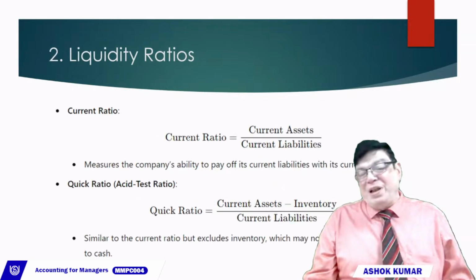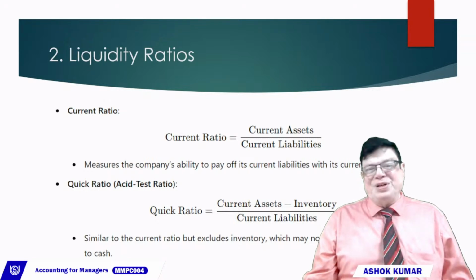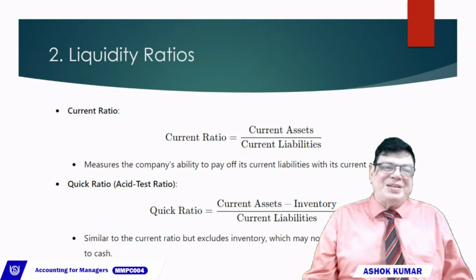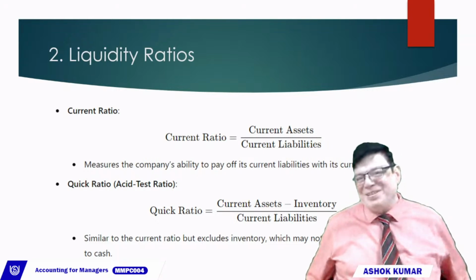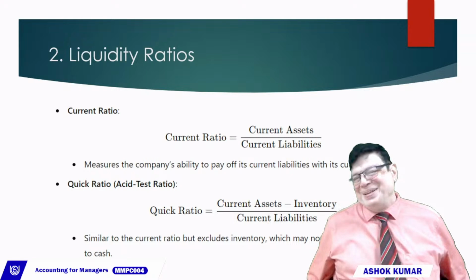Then current ratio, a very important ratio. Current ratio is equal to current assets divided by current liabilities. It measures the company's ability to pay off its current liabilities with its current assets. If it doesn't pay its current liabilities, this means the company's financial health is not all right.